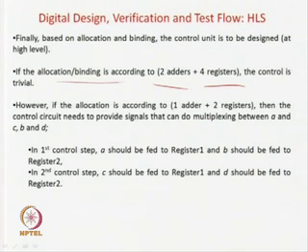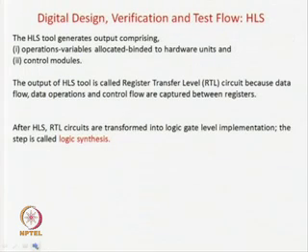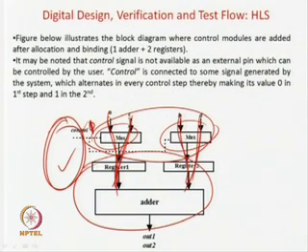So, if allocation and binding is according to 2 adders and 4 registers, the control is trivial. But if you are using the small structure, then in the first stage A and B should be fed and in the second stage C and D should be fed, and so forth. So, you require a control circuit for that. This is how high level synthesis works. So, from the high level synthesis you have got this structure as well as this controller.